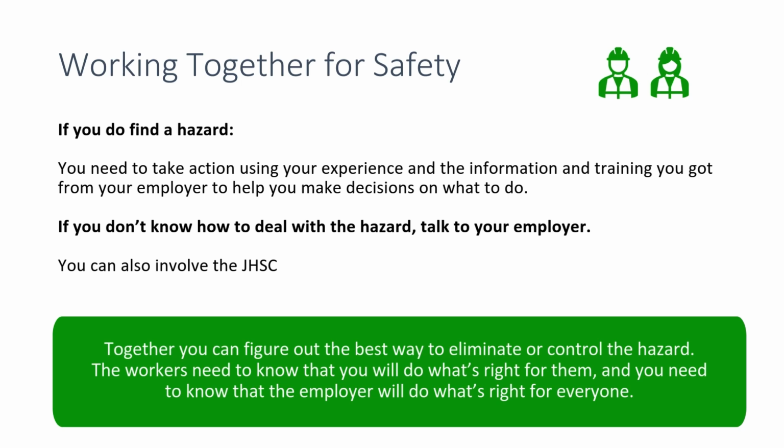If you do find a hazard, you need to take action using your experience and the information and training you got from your employer to help you make decisions on what to do. If you don't know how to deal with the hazard, talk to your employer. You can also involve the JHSC. Together you can figure out the best way to eliminate or control the hazard. It's important that workers know that you will do what's right for them, and you need to know that the employer will do what's right for everyone.